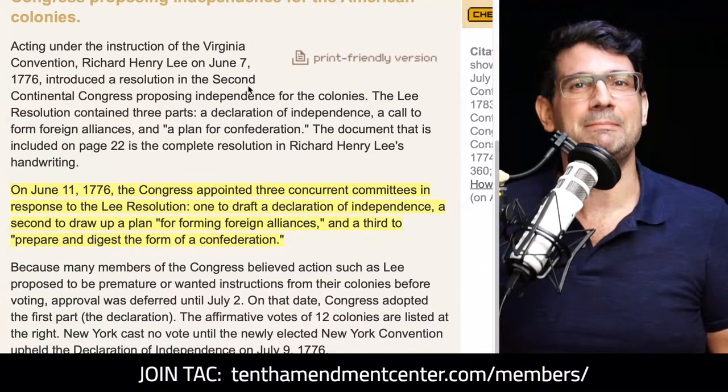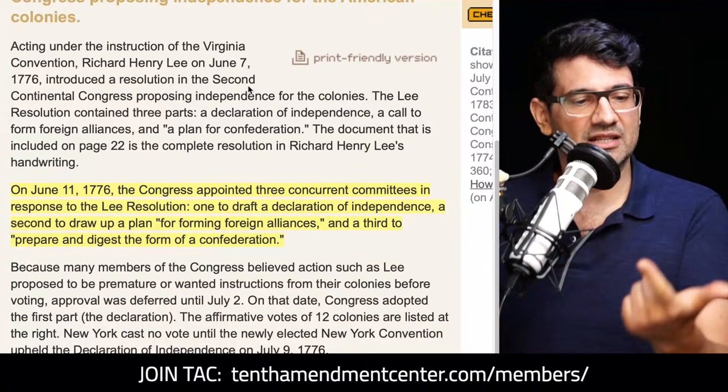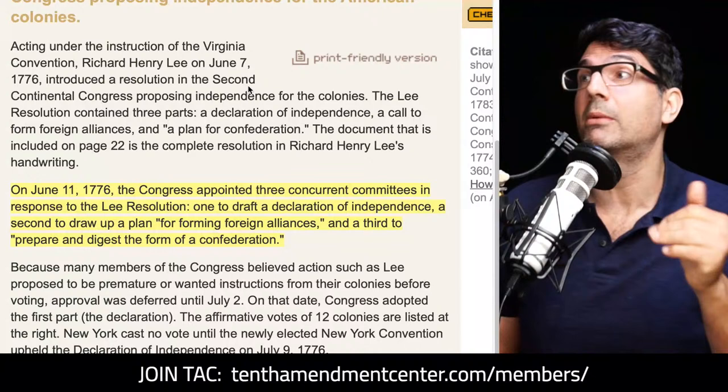We'll see how that plays out. And that was another committee to do foreign relations. That's John Dickinson, Benjamin Franklin, John Adams, Benjamin Harrison, and Robert Morris. That was the second committee.